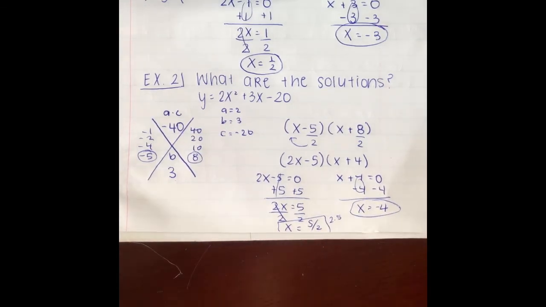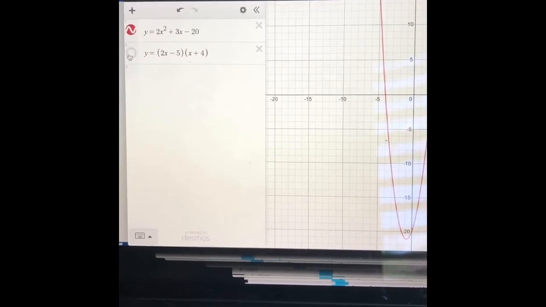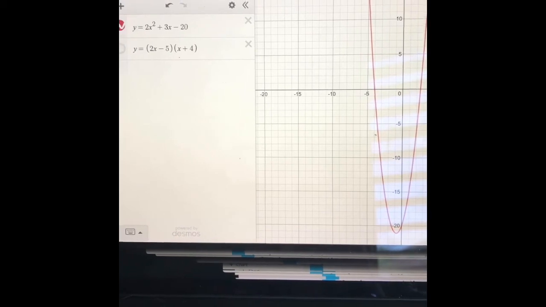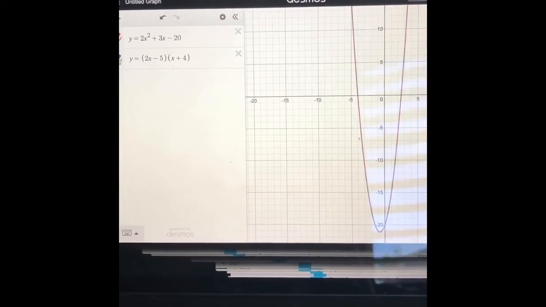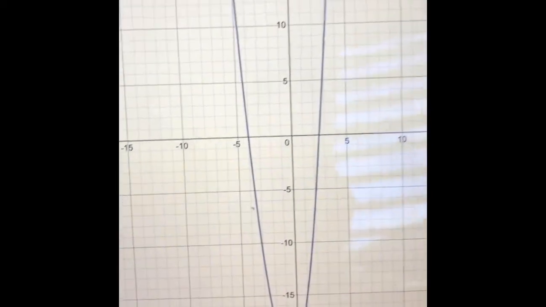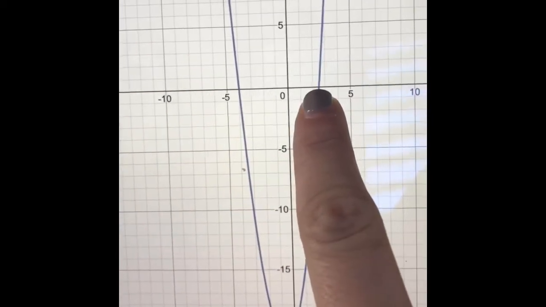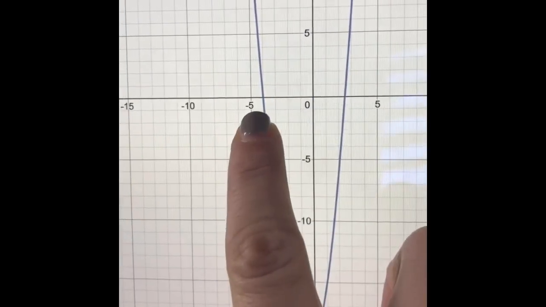So now let's look at it on the graph. Okay, so same thing. Here's our original equation. Here is when I factored it. So they overlap perfectly, so we know we did it correctly. And then if we zoom in, we can see it crosses my x-axis at 2.5 and at -4.